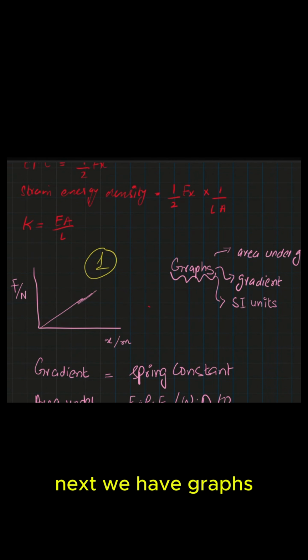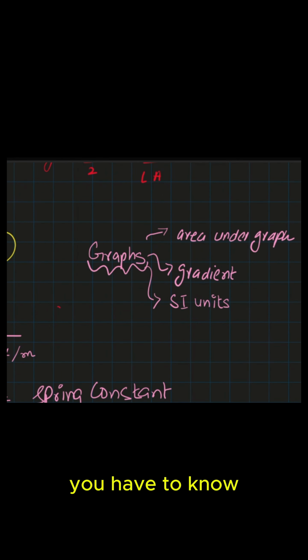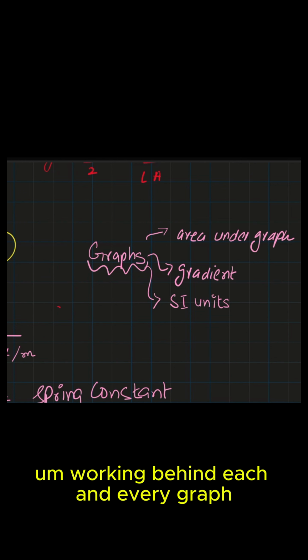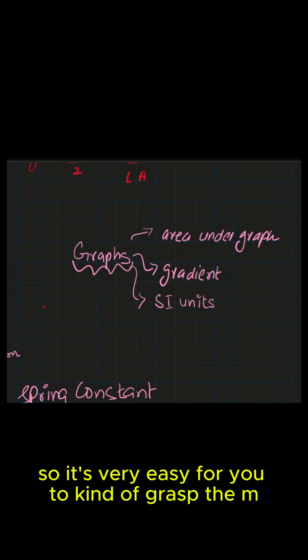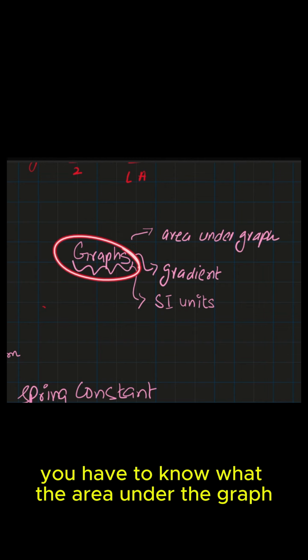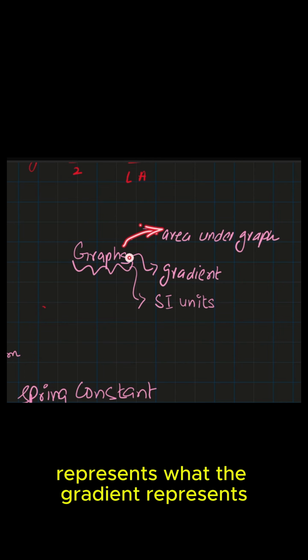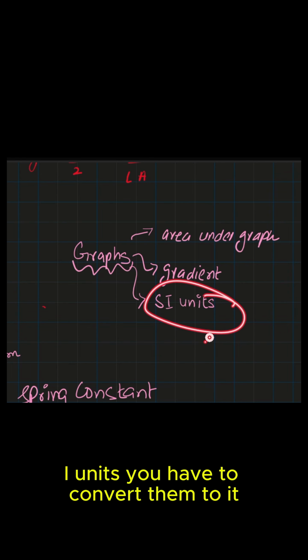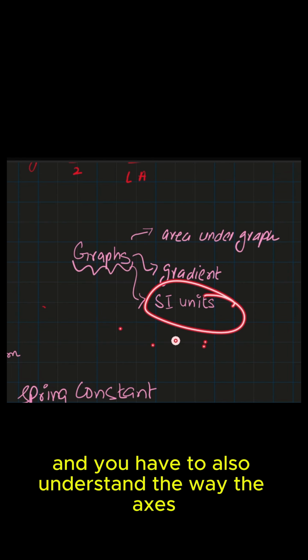And next we have graphs, and this is important in the sense that there are fewer graphs, but you have to know the working behind each and every graph, so it's very easy for you to grasp the MCQs because this would help you out. For every single graph, you have to know what the area under the graph represents, what the gradient represents, and you have to understand that if your graphs are not in SI units, you have to convert them, and you also have to understand the way the axes are placed.